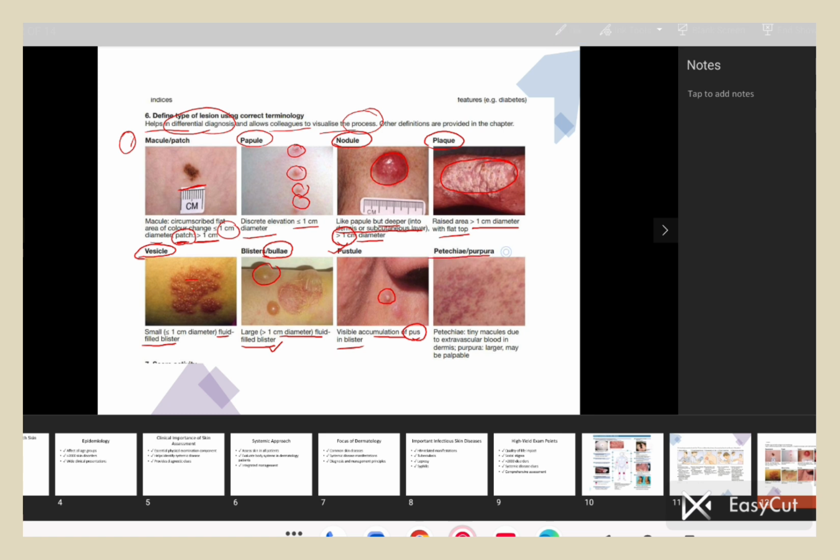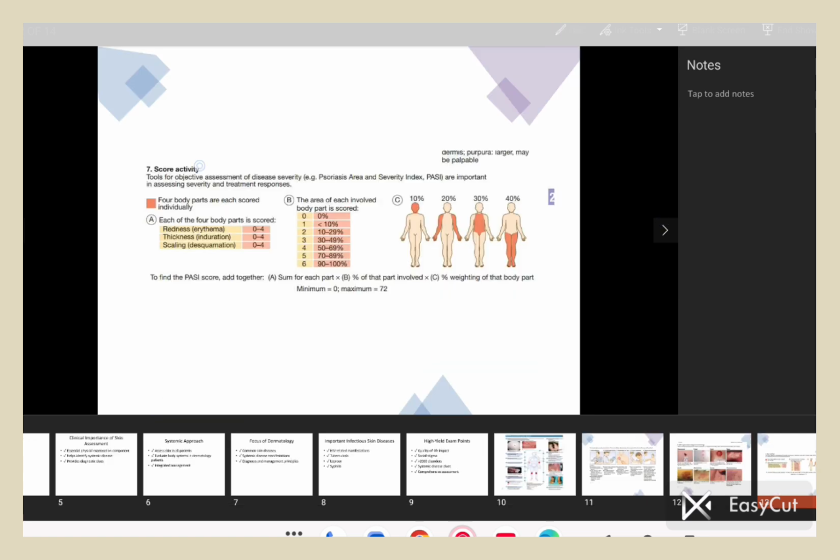Then we have petechiae or purpura. Petechiae are tiny macules due to extravascular blood in the dermis, and purpura are larger and may be palpable also. Now, there is one scoring activity, which is a tool used for objective assessment of disease severity. For example, in psoriasis, we use the Psoriasis Area and Severity Index, known as PASI, which is a very important tool in assessing severity and treatment response.